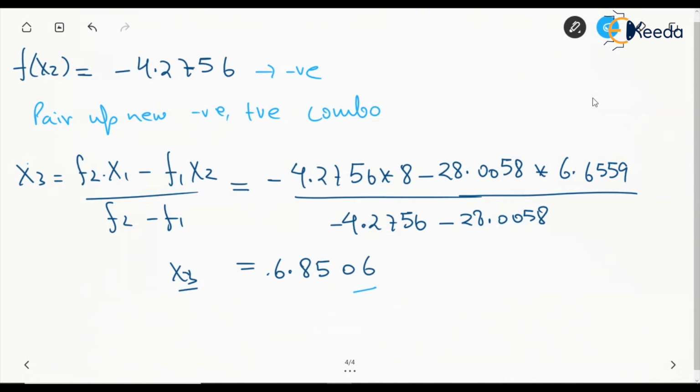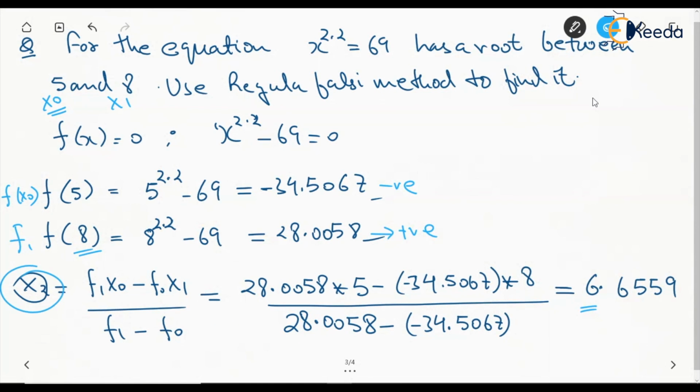This is the approximate root. By the normal calculation, the root is approximately 6.8523. So this is very approximate to this value. X3 is going to be the approximate root, and the number of iterations we did is 2. This is from the second iteration, and this x2 is from the first iteration.